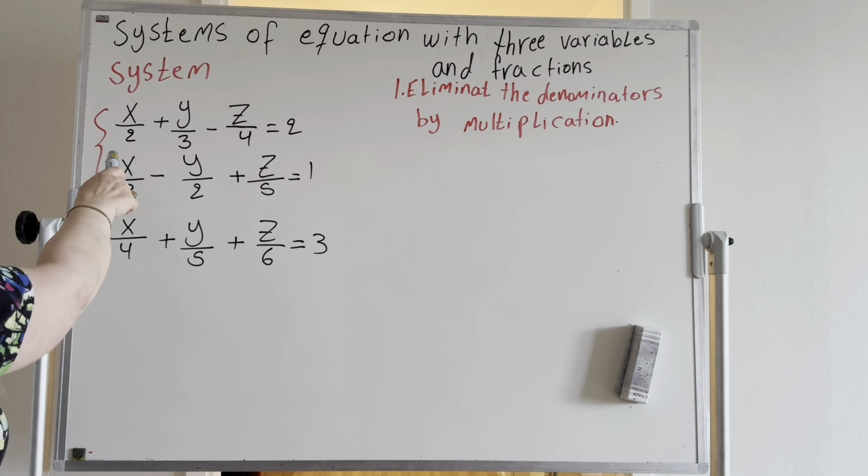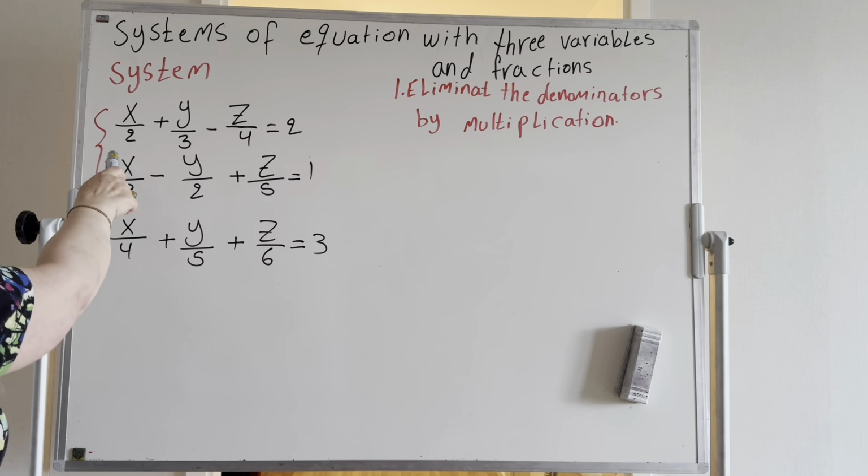x divided by 2 plus y divided by 3 minus z divided by 4 equals 2. The second equation, x divided by 3 minus y divided by 2 plus z divided by 5 equals 1. And the third equation, x divided by 4 plus y divided by 5 plus z divided by 6 equals 3. And I will find the values of x, y, and z.